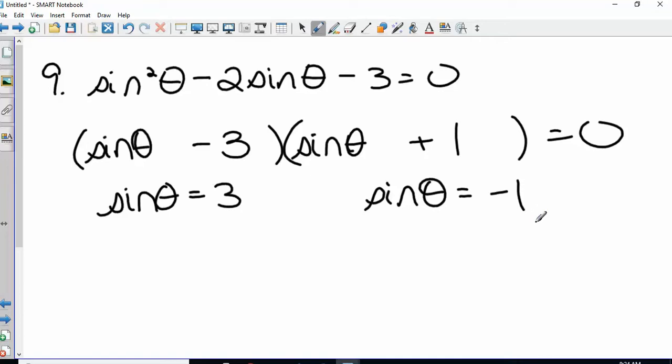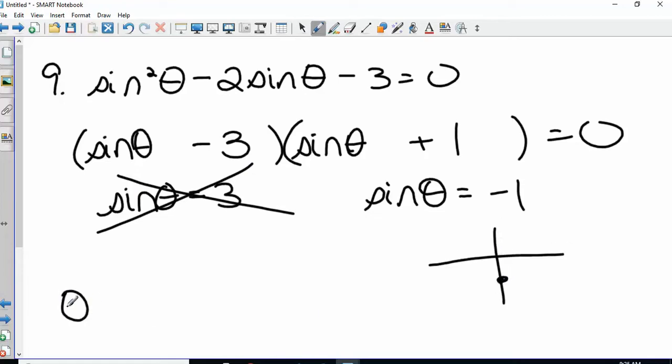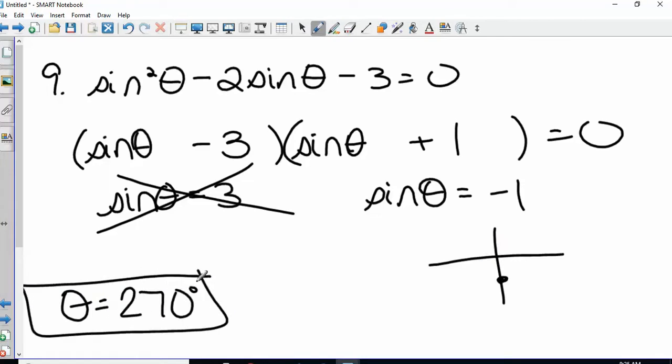Okay, sine, if you think about your unit circle, sine is the y, and y always has to fall between negative 1 and positive 1. So is it possible for sine to equal 3? Nope, so we just throw that one out. If sine is negative 1 on your unit circle, that's when y is negative 1. So that is 270 degrees. So that is our only answer here.